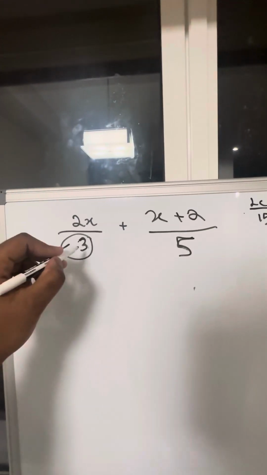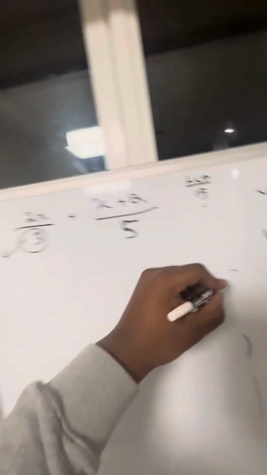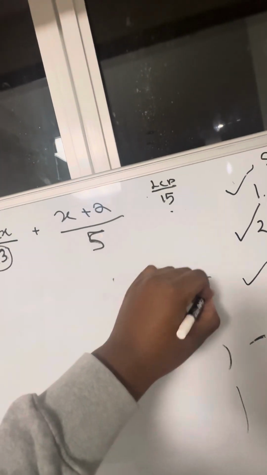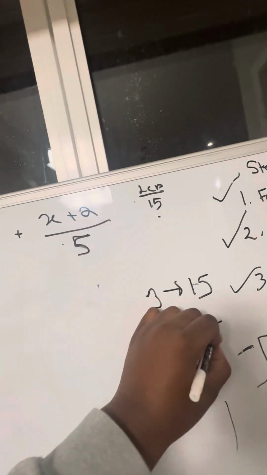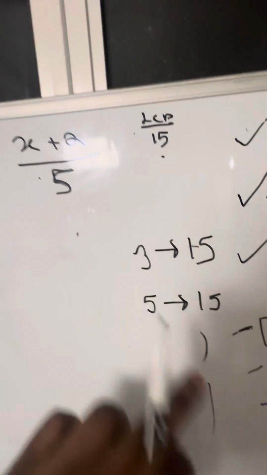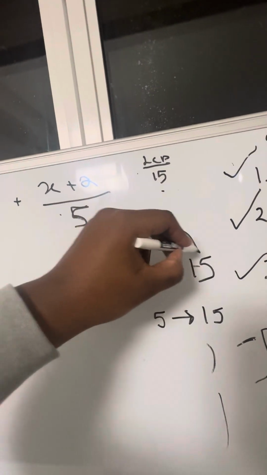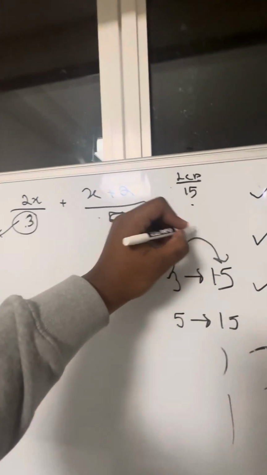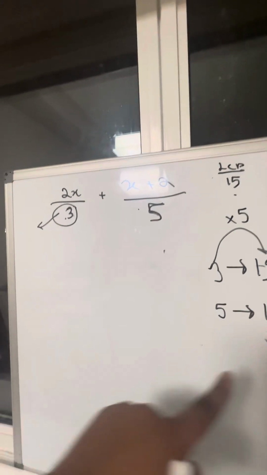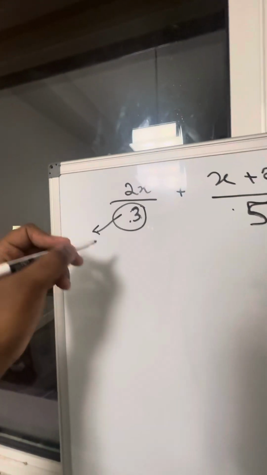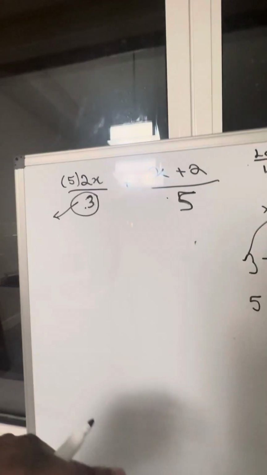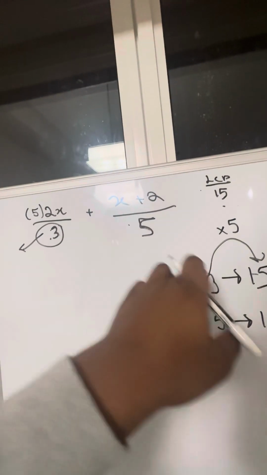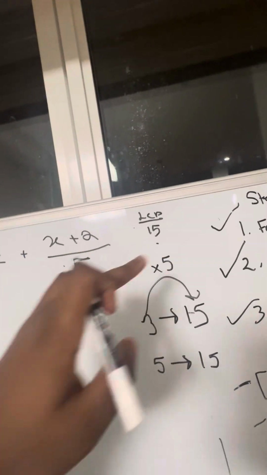So essentially, you're going to look at this. 3 to 15. Let me just draw it here. 3 to 15, and then we can do 5 to 15. You can do a little arrow to help you. So 3 times what gives you 15? Times 5. Okay. And then if it's times 5, you're going to multiply the top by 5, because 3 times 5 gives you the LCD 15.